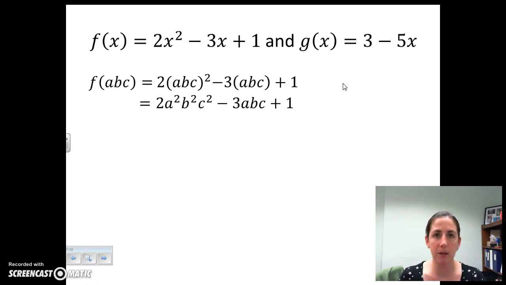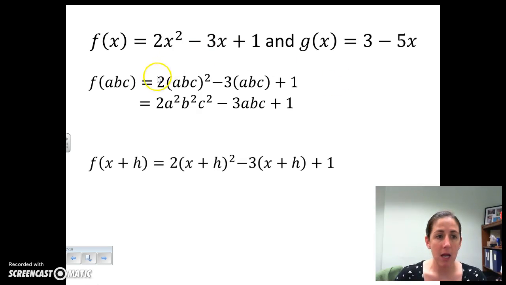Well, that seemed kind of silly, but that helps us introduce this next one. F of x plus h. I'm replacing x with this entire input x plus h. It's exactly the same as the last example, except a is x, b is a plus sign, and c is h. So, replacing x with x plus h, I get 2 times x plus h squared minus 3 times x plus h plus 1. Now the difference is I do have addition inside the parentheses. I cannot distribute the exponent. So I will have to do x plus h times x plus h.